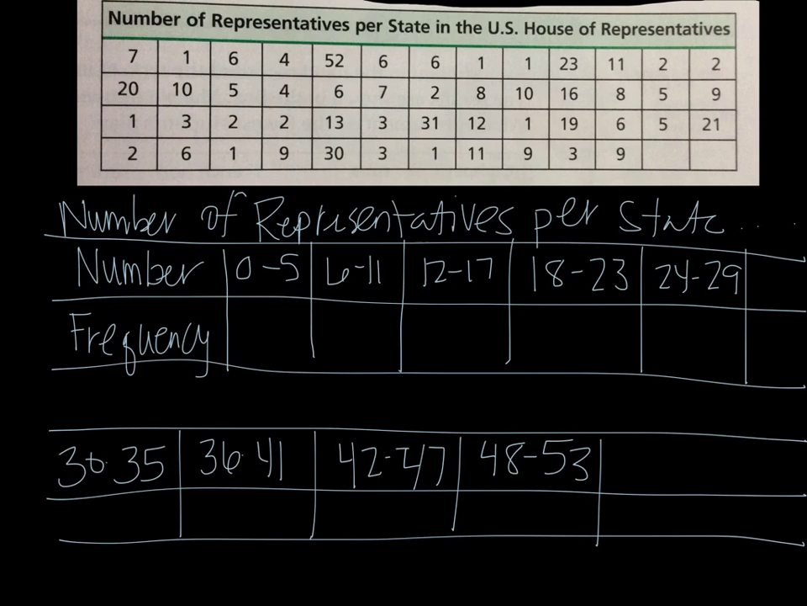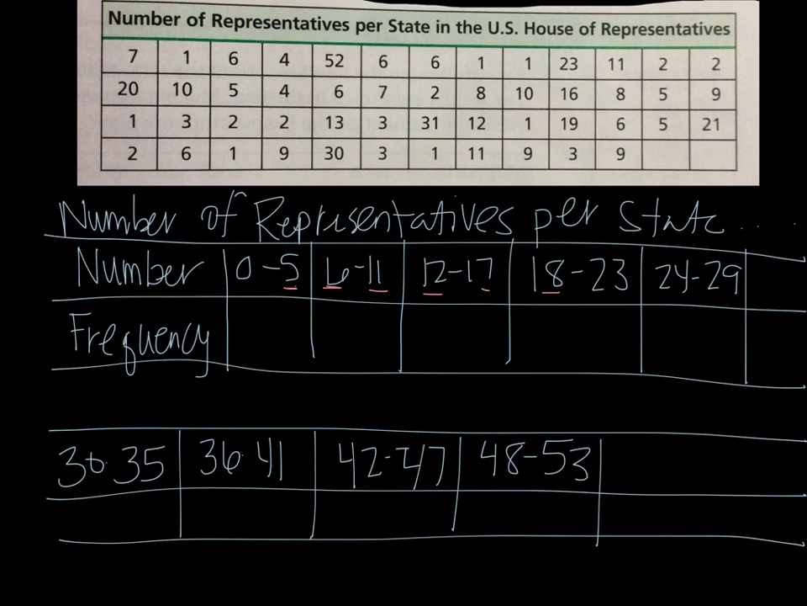So 6, 7, 8, 9, 10, 11, that's 6. 12, 13, 14, 15, 16, 17, that's 6. And also you'll notice when I ended off with 5 here, I started my next one at 6. I don't want to do 0 to 5, 5 to 10, 10 to 15, because then, like I talked about with that other frequency table that I showed you, you're going to say, well, if there's a 10, which one do I go in? So if I end with a 5, my next number will be 6. If I end with 11, my next number will be 12. End with 17, it'll be 18.